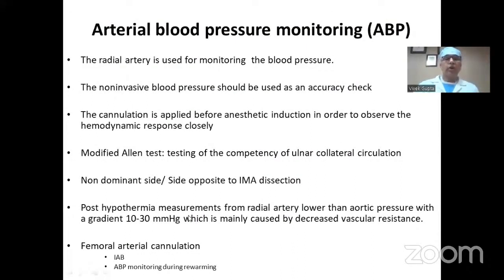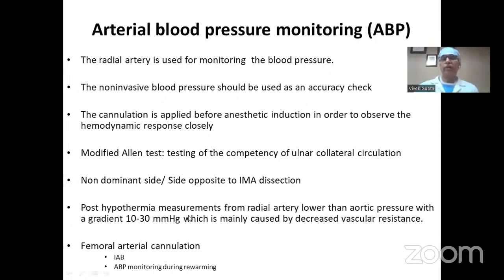Arterial blood pressure monitoring with the radial artery will give a continuous beat-to-beat arterial blood pressure and will give us a good guide. But before placing the radial artery cannula, we should ensure that the ulnar collateral circulation on that particular arm is adequate by using the modified Allen test. It should usually be used on the non-dominant side, but if the surgeon is taking out the left radial artery, then it should be placed on the right radial.